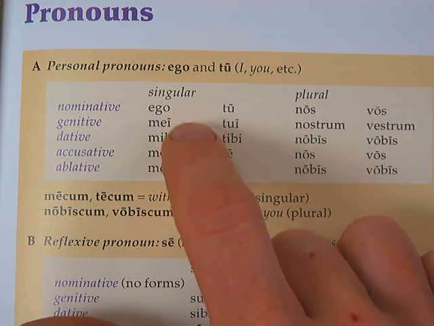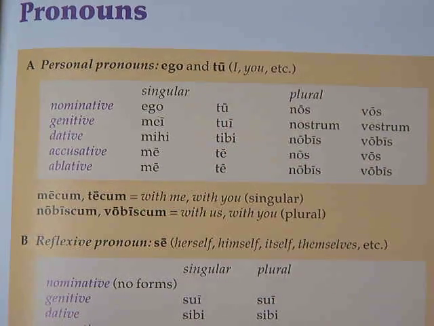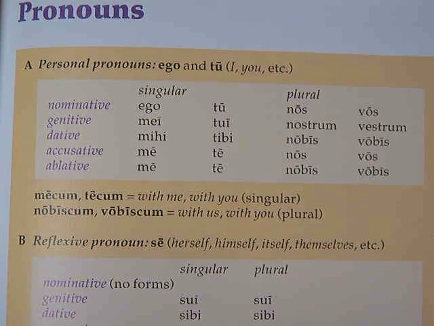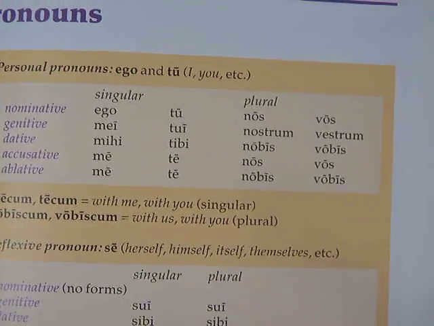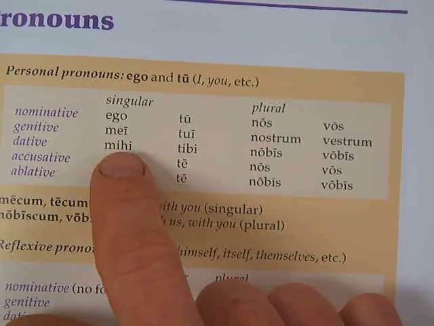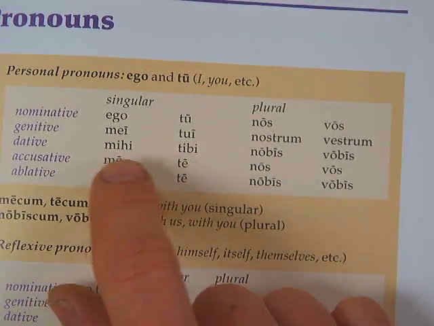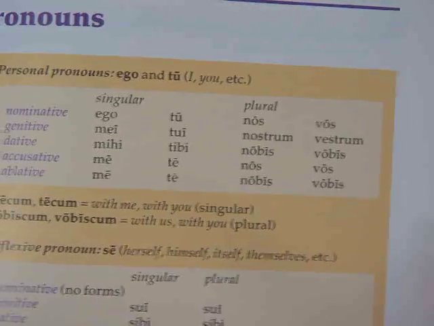Now notice the two forms are really kind of similar. You got ego, mei, mihi, me over here, and tu, tui, tibi, te, te. So that sounds kind of fun to say if you want to memorize it like that. I encourage you to do that. I had to do that when I was learning Latin, and hopefully a lot of these are just in your subconscious. You know them already, like mihi and tibi, and they look very similar.